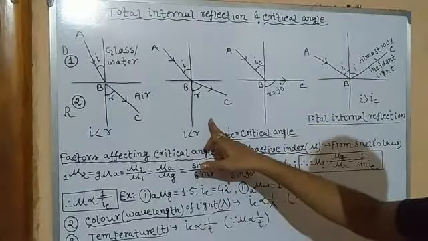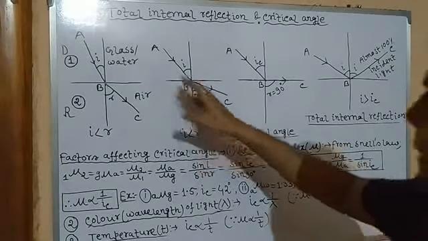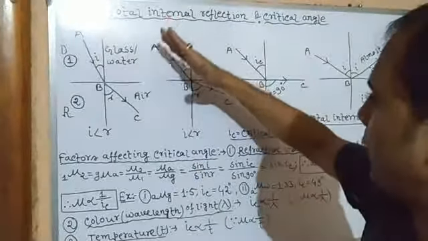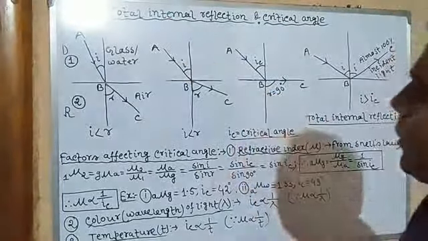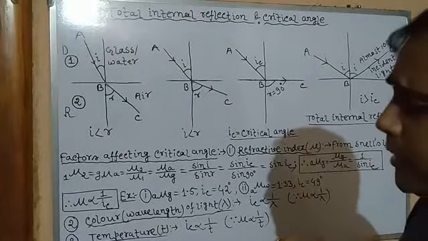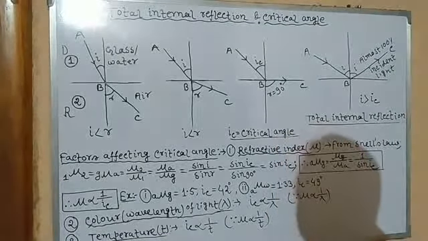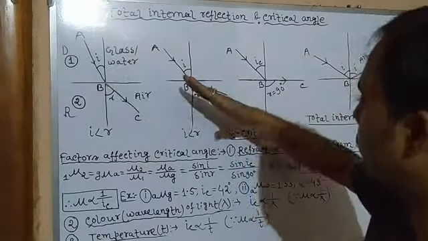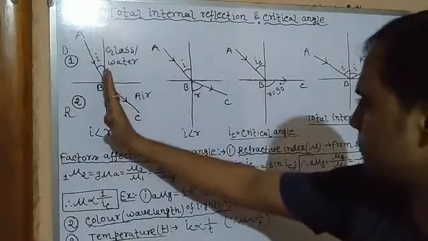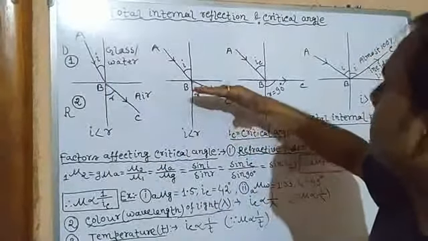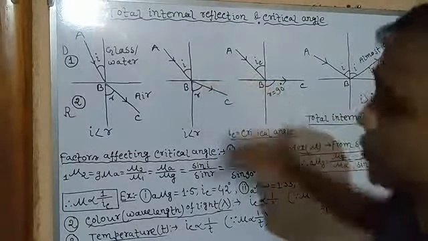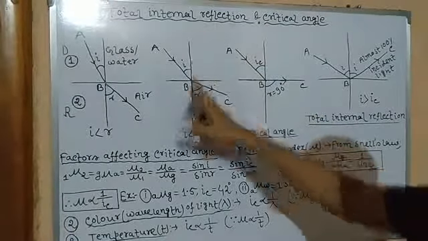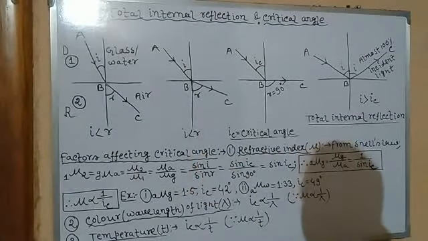In the second diagram, you can clearly see that we have slightly increased the value of the angle of incidence. So now the value of the angle of refraction will also increase. It means the refracted ray will move further away from the normal and tend to get close to the boundary surface, but still the angle of incidence is less than the angle of refraction.